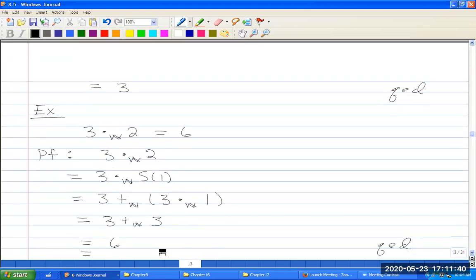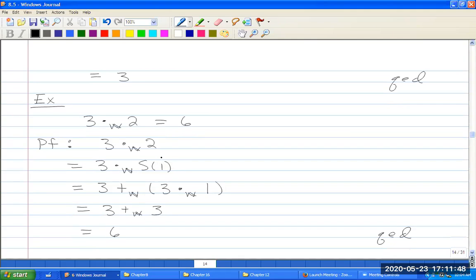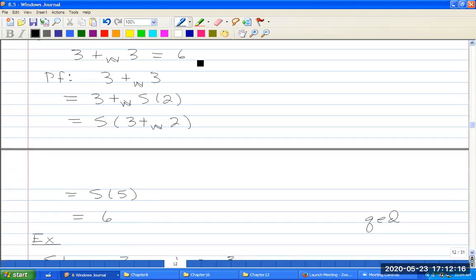Let me show that 3 times 2 is equal to 6. Well, 2 is the successor of 1. Therefore, 3 times the successor of 1 is 3 plus 3 times 1. But I know that 3 times 1 is 3. And I've shown that 3 plus 3 is 6. So that's why we did that previous calculation, because I knew that I would need to know what 3 plus 3 was. And so we had previously shown that 3 plus 3 was 6.